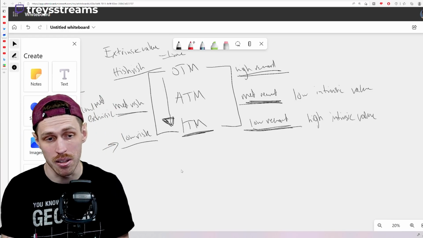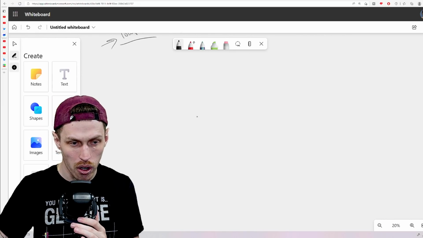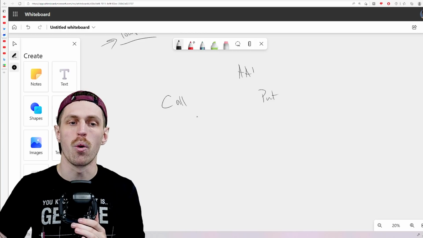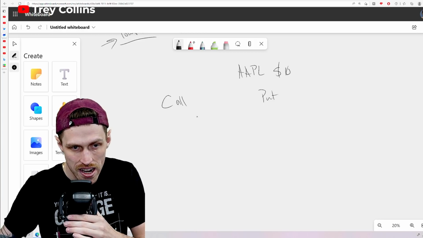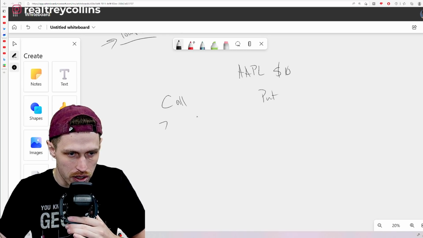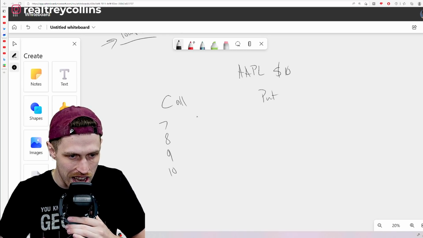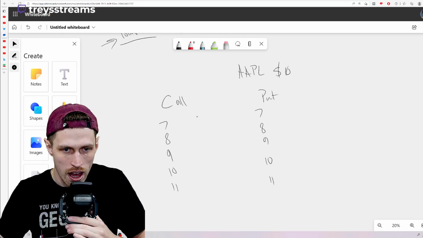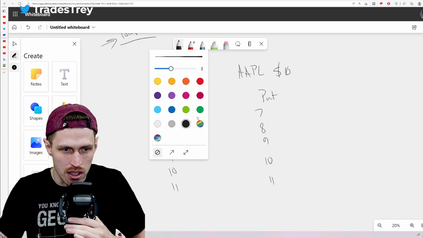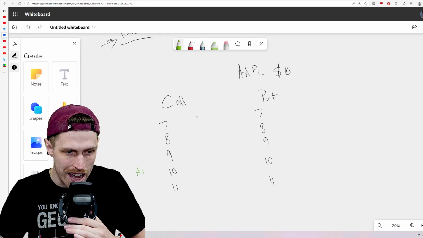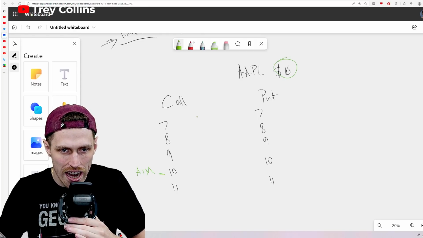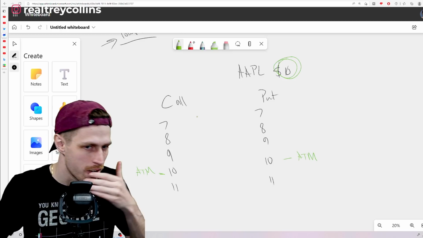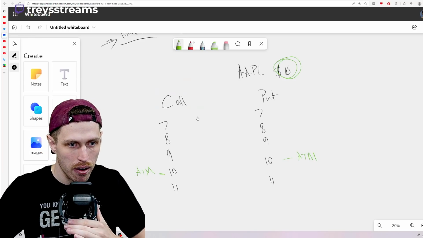Now, what does out the money, at the money, in the money actually mean? For a call and for a put, it's different. I'm going to have a call right here and a put right here. Let's just say that this is Apple, and this is way back when Apple used to cost $10, right? So if you were to buy a call, we're going to have strike prices here. This is 7, 8, 9, 10, 11, and these apply also to puts. At the money is the exact price that the stock is currently trading at. $10 call, at the money. $10 put, at the money, right? Super simple.